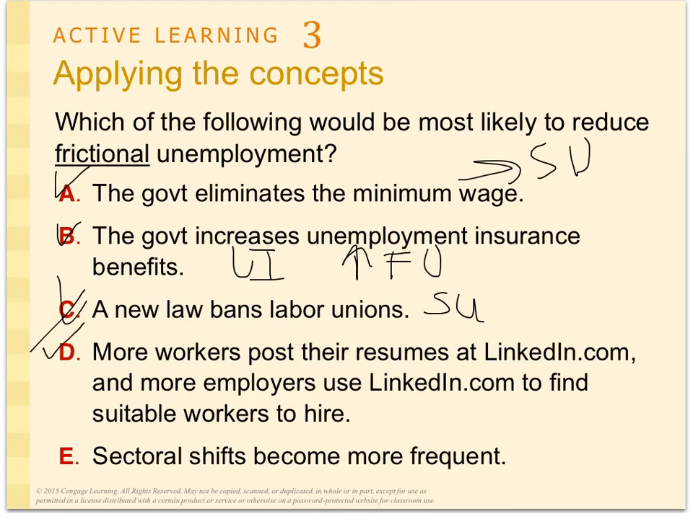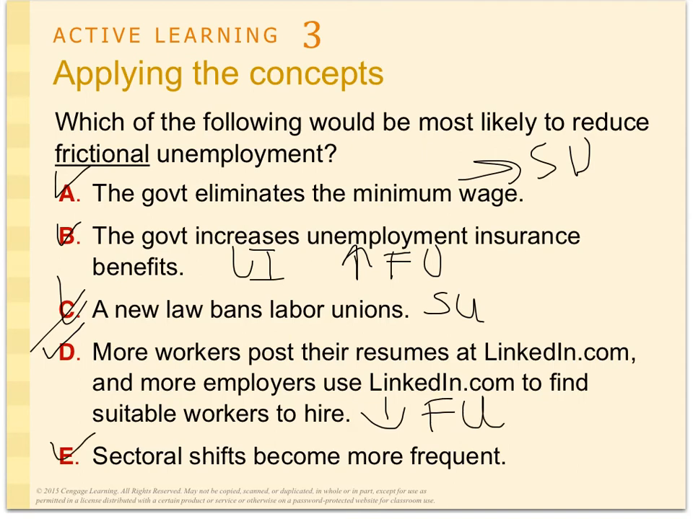D. More workers post their resume at LinkedIn.com and more employers use LinkedIn.com to find suitable workers to hire. We said that frictional unemployment is all about matching the workers with their qualifications to the jobs. And here LinkedIn or any internet tool will reduce frictional unemployment because it makes the jobs available or makes the job search easier. Okay, so this will reduce frictional unemployment.